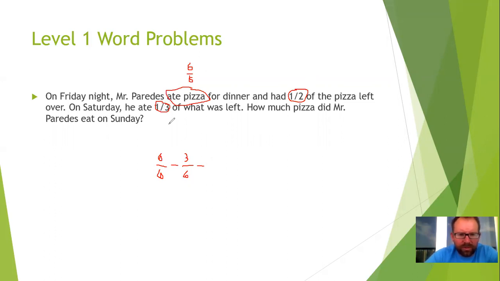So then 3 times 2 is 6. Then it'll be 2/6. And that'll tell us how much he has left on Sunday. So then 6 minus 3 is 3. Minus 2 is 1. So on Sunday, he only had 1/6 of the pizza left. So he had to have only eaten 1/6 of the pizza. Make sense to everybody? Alrighty.